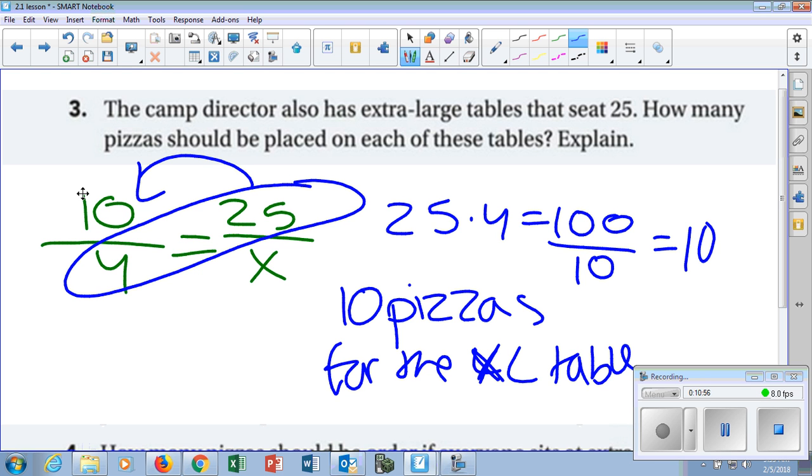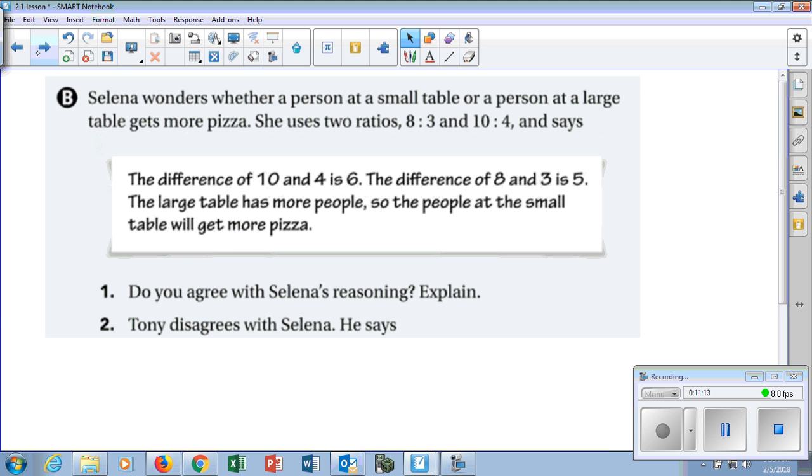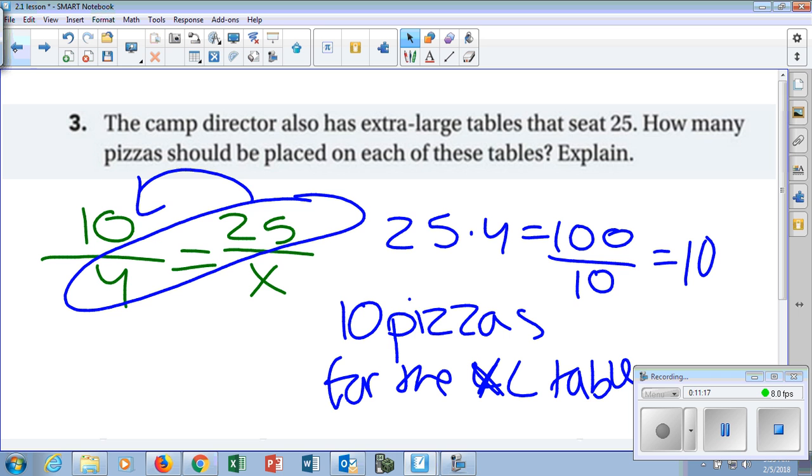Well, in 4, it says how many pizzas should he order if everyone sits at the extra large table? Well, now we're comparing it to the total amount of campers again. Here we were just comparing it from our large table to what is given at the extra large table. Well, now they say, hey, we're using the extra large. We're focusing on that extra large table, and we're comparing it to the total amount of campers.